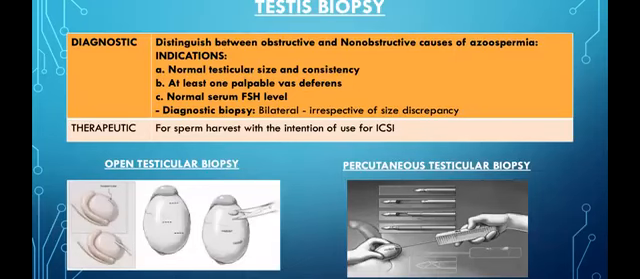Testis biopsies. These will distinguish between obstructive and non-obstructive causes of azoospermia. So indications will be normal testicular size and consistency, if one has a palpable vas deferens, at least one palpable vas deferens, with a normal FSH level, and diagnostic biopsy should be done bilaterally. So this will be irrespective of size discrepancy. And then one can also do therapeutic ones where one will harvest sperm with intention for use in ICSI, especially in azoospermia.